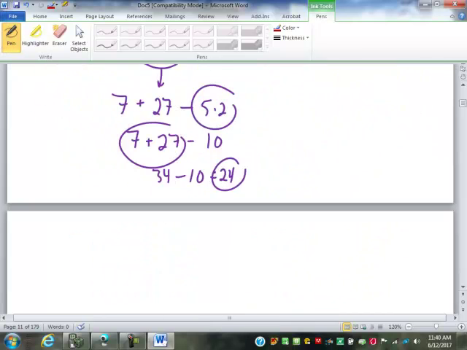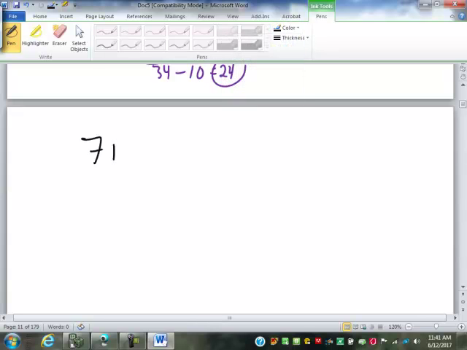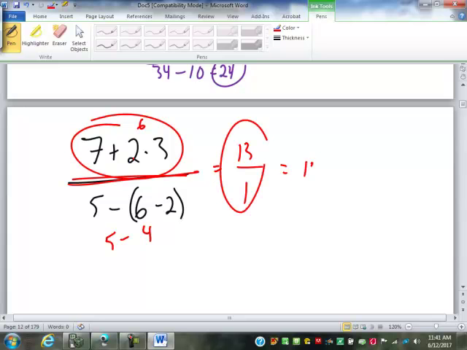Now there are other enclosing symbols. We won't have time to finish this problem, but I'll put it up here. Something like this. This line here, most of us know that it means division, but it's also an enclosing symbol. It's telling us to do everything on top first. So 2 times 3 is 6, and 7 plus 6 is 13. Then do everything on bottom. 6 minus 2 is 4. 5 minus 4 is 1. And then divide. So that is a form of enclosing symbol.